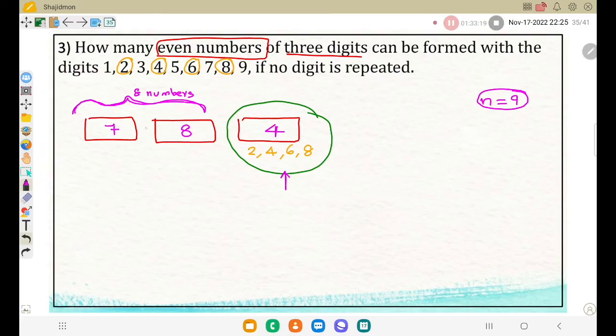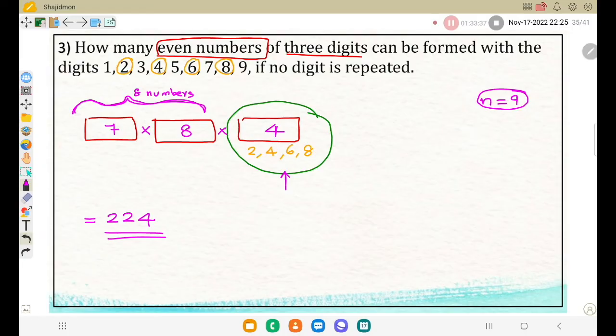Okay, so totally how many possibilities? 7 multiply 4 multiply 8, 8 multiply 4. So totally how many is it? Total number of ways equal to 224. Total ways is 224 ways. Hope you understood that one.